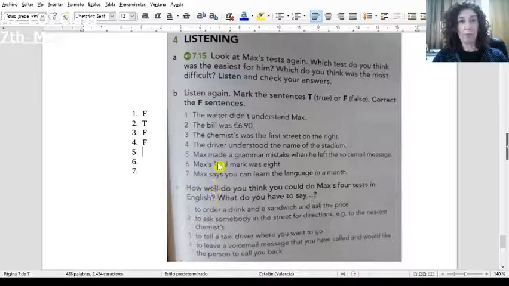Number 5. Max made a grammar mistake when he left the voicemail. Yes, true. Llámame. No? Llamarme. Then there was a grammar mistake, but there was communication. Lo importante es que hay comunicación, ¿vale? The voicemail test, el test de dejar el mensaje de voz tiene un 8. Pero la nota final, was it 8? No, 7 out of 10. En la final va a ser un 7.